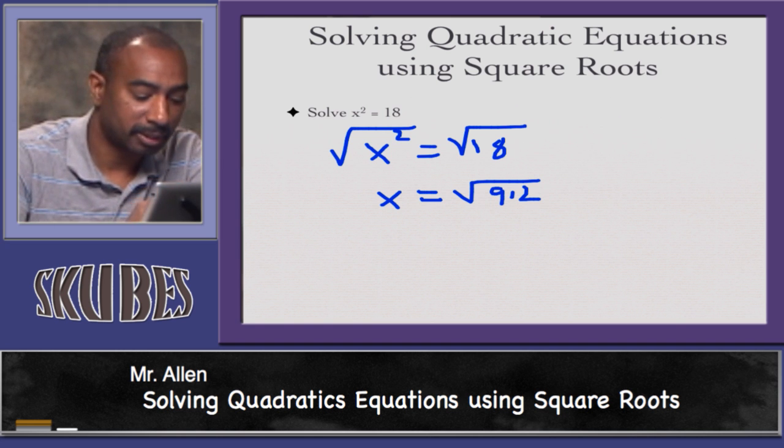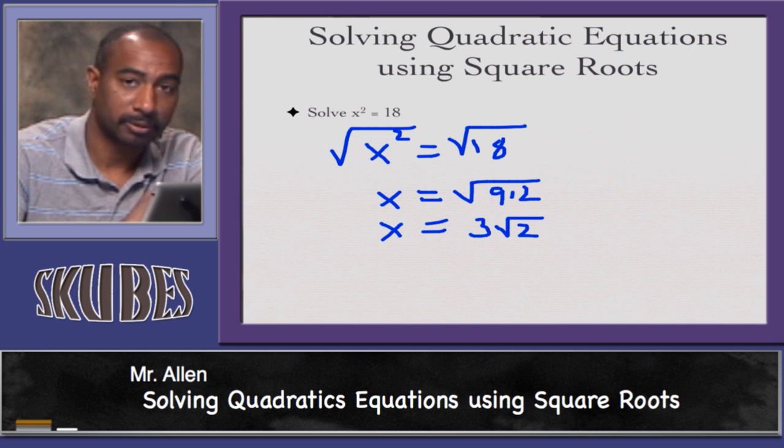And I could take the square root of 9, which is 3. But I can't take the square root of 2, so that stays in the radical. So x is 3 radical 2.